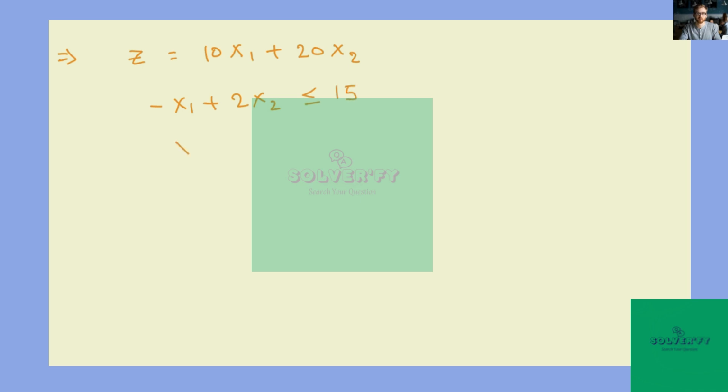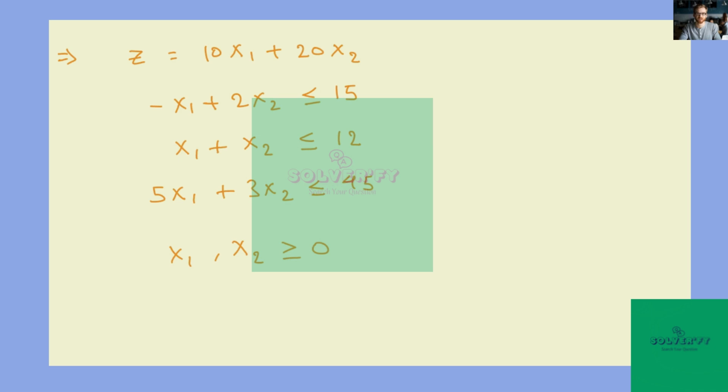The next constraint is x1 plus x2 is less than equal to 12. The last constraint is 5x1 plus 3x2 is less than equal to 45. Also, the non-negative constraint is that x1 and x2 are greater than equal to 0.